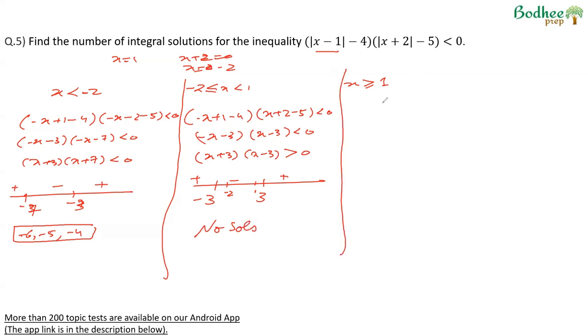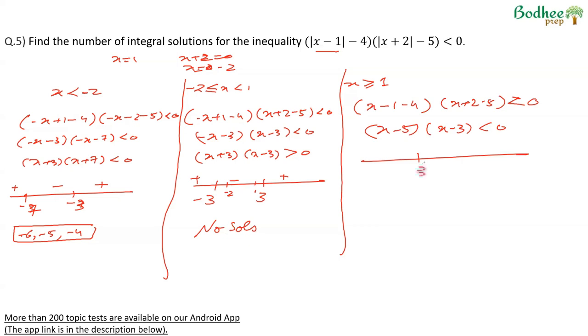When x is greater than 1, we will have both the mods as positive. So x minus 1 minus 4 into x plus 2 minus 5 is less than 0. X minus 5 into x minus 3 is less than 0. Critical points will be 3 and 5.